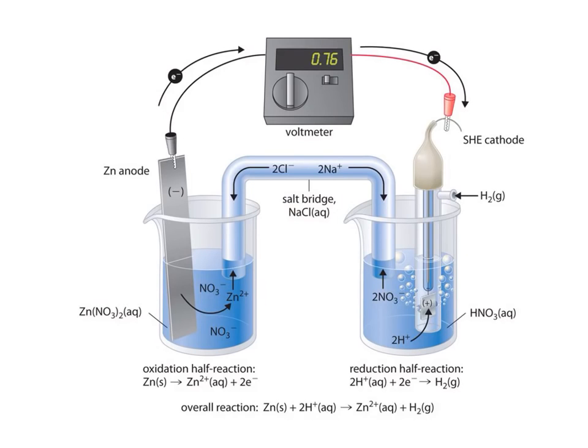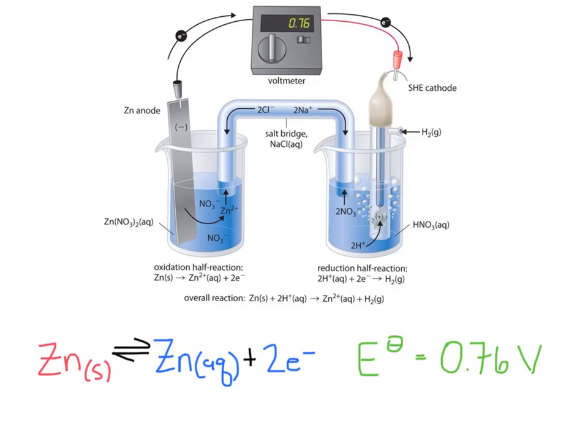Here on the left, we see that we have a zinc half cell, and on the right, we have the standard hydrogen electrode. We see that the electrons are moving from the zinc electrode to the standard hydrogen electrode, so zinc is being oxidized. Because the standard hydrogen electrode is assigned a potential of 0 volts, the oxidation of zinc is assigned the standard electrode potential of 0.76 volts.